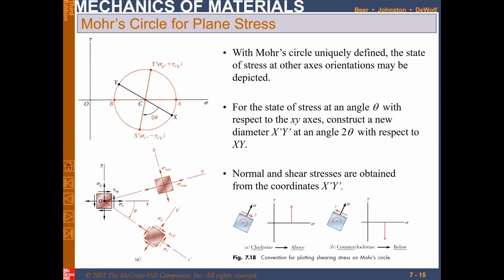So this is what I was saying before, that if this is the face, and tau is clockwise, it will be positive. And if it is counterclockwise, it will be negative. This is the positive side and this is the negative side. So we have another way to draw the circle, that we can go for, from the coordinates as well.